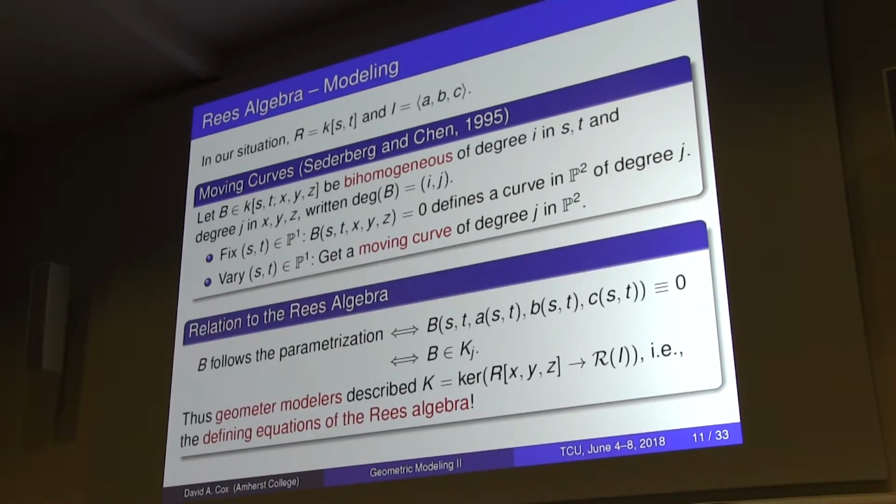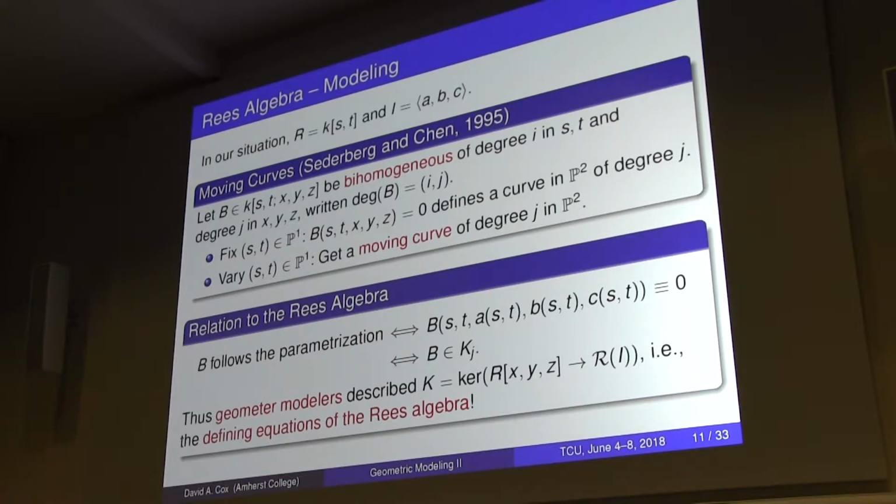And then the idea is that, we talked already about how a syzygy is a moving line that follows the parameterization. Well, suppose you had a moving curve that follows the parameterization. That means that when the parameterization is given by x, y, z equal those, to follow the parameterization means that this point is on the curve, so that has to be identically 0. That says exactly that I'm in the degree j part of the kernel. So the degree j part of the kernel are the moving curves of degree j that follow the parameterization.